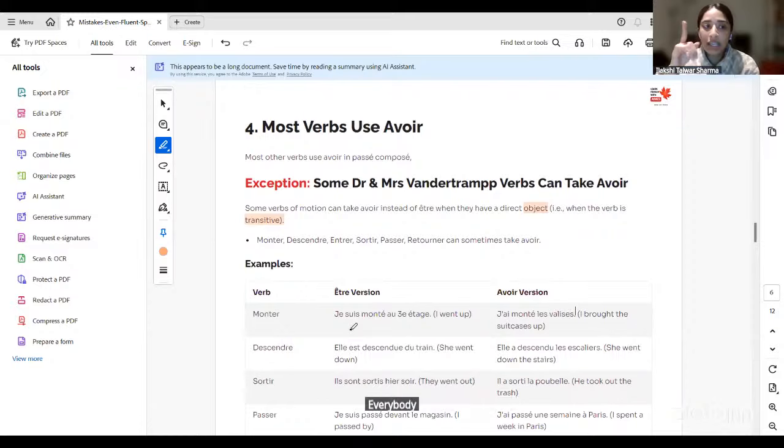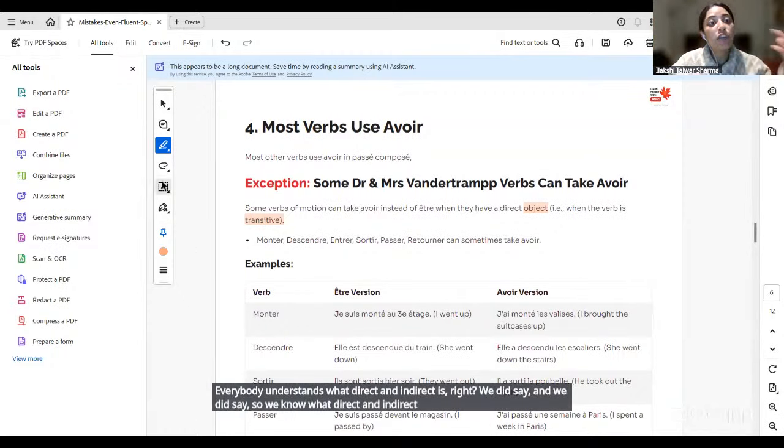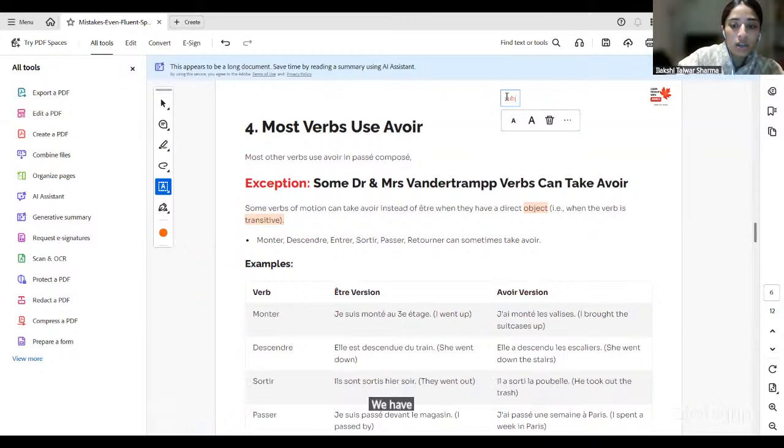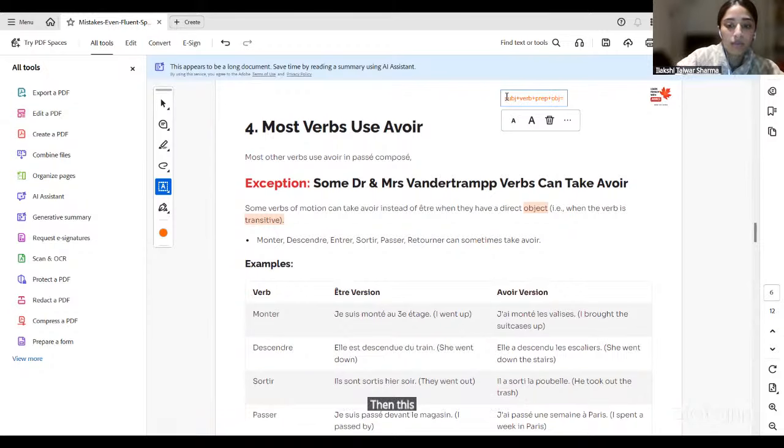Everybody understands what direct and indirect is, right? We did say they and we did say we, so we know what direct and indirect is. But those who are attending for the first time, let me explain what that is. We have the subject, verb, and object. This is how our sentence is formed. If between my verb and object there is a preposition, then this becomes indirect. And if it is subject, verb, and object, then this is a direct sentence, direct object.